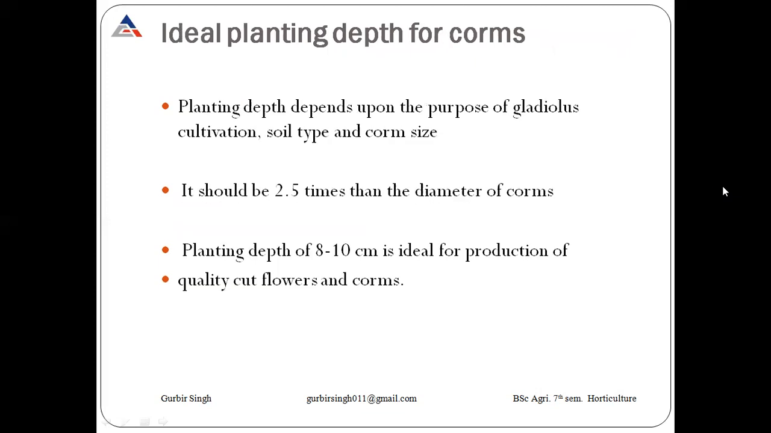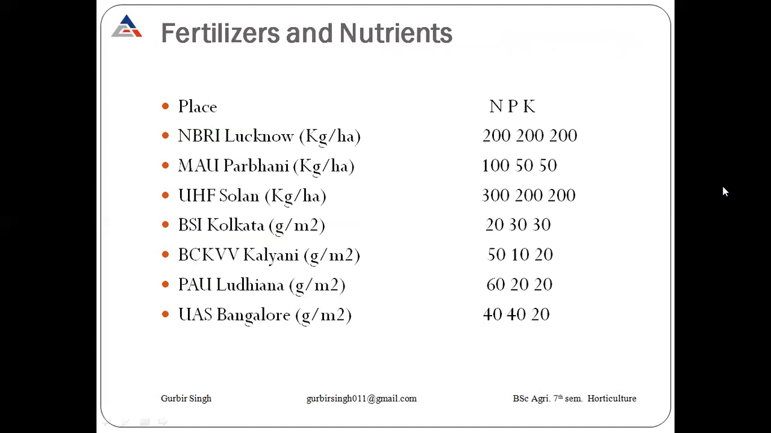Ideal planting depth for corms. Planting depth depends upon the purpose of Gladiolus cultivation, soil type, and corm size. It should be 2.5 times the diameter of corms. Planting depth of 8 to 10 centimeters is ideal for the production of quality cut flowers and corms.